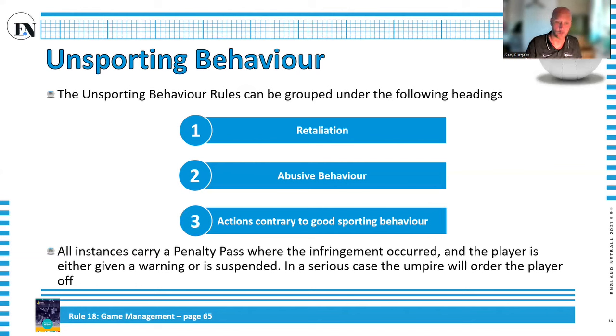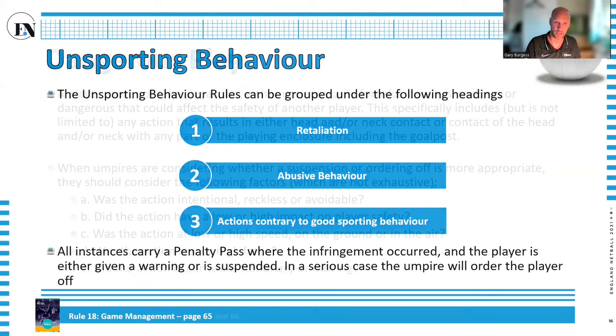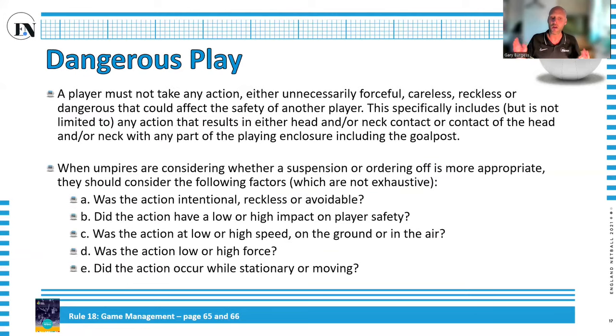Okay. Now, the last part of this here is dangerous play. I have given you a load of examples of dangerous play, both in contact and causing a player in the air to fall. This is all about protecting player safety. Anything to do with the head and neck, either hitting the post or hitting the floor, is basically a quick box tick in dangerous play.